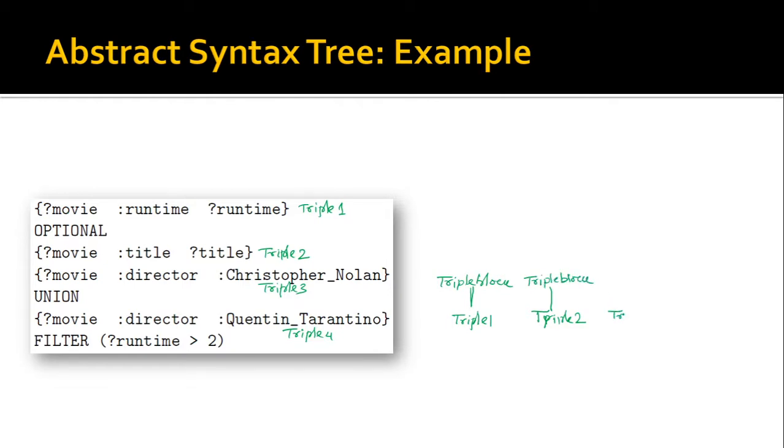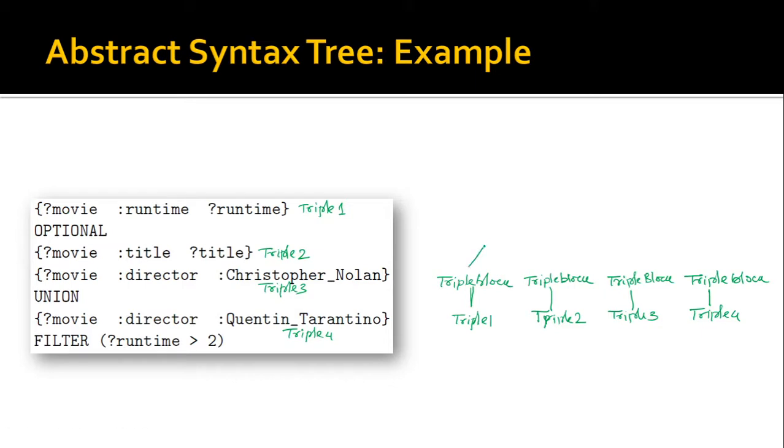Then you have got triple three, you have got triple block, again another triple block, and 444, which is also triple block, right? Now you see that triple block 1 and triple block 2, they are connected via one optional.